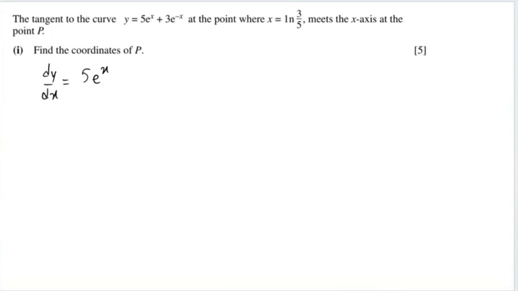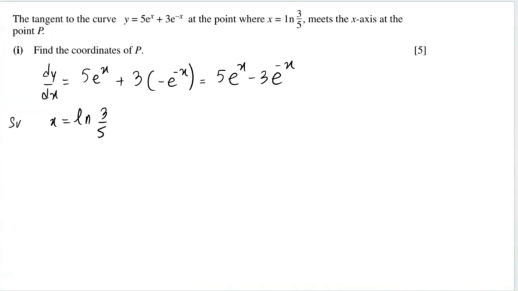If its power is just x, it is e^x, plus this is going to be 3, a negative e^(-x). So let's simplify this: 5e^x minus 3e to the power negative x. And now, in order to find the gradient of the tangent, you need to substitute the x value given. So x is going to be natural log of 3 over 5. So let's plug this in.